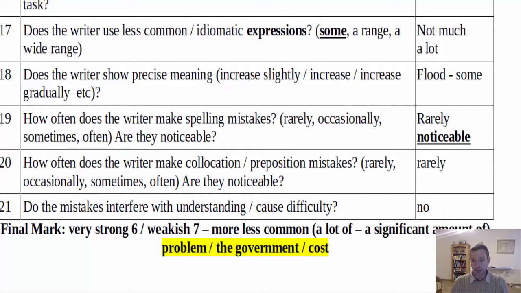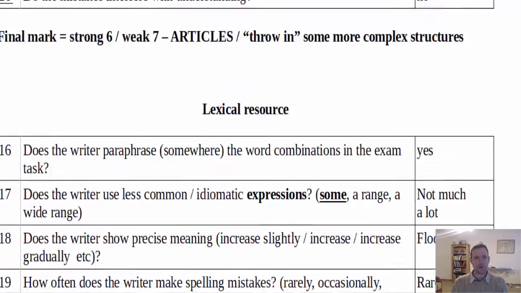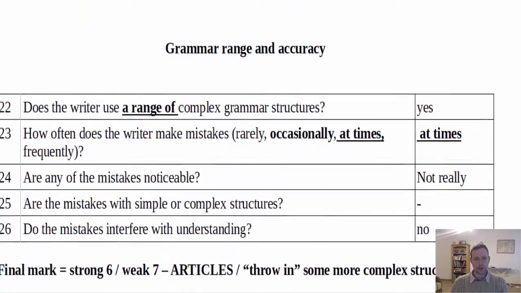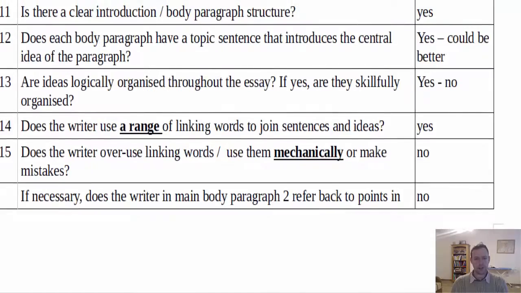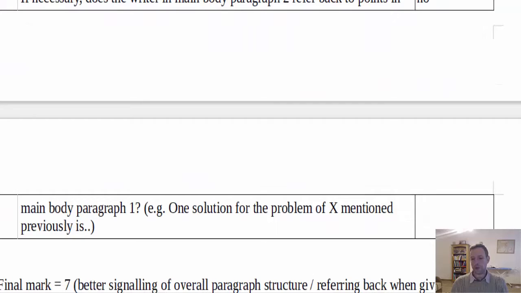Okay, so just to recap, overall we've got probably a 7 for vocab. Probably a 6 for grammar. Okay, probably a 7 for coherence and cohesion. Probably a 6. So probably a 6.5 overall for that one. A generous examiner might give it a 7. A harsh examiner might give it a 6. But I think generally that'll get a 6.5.